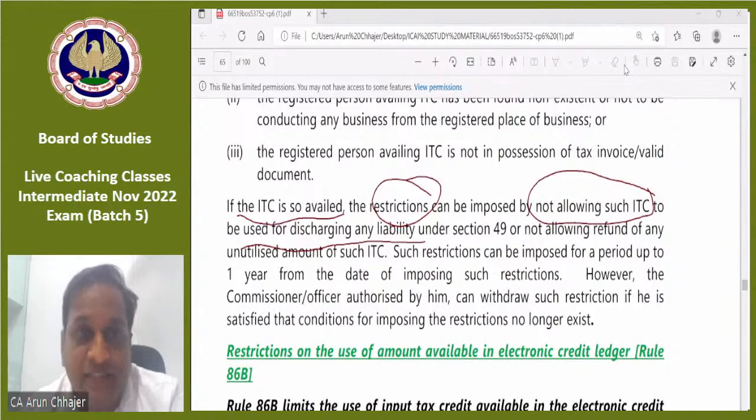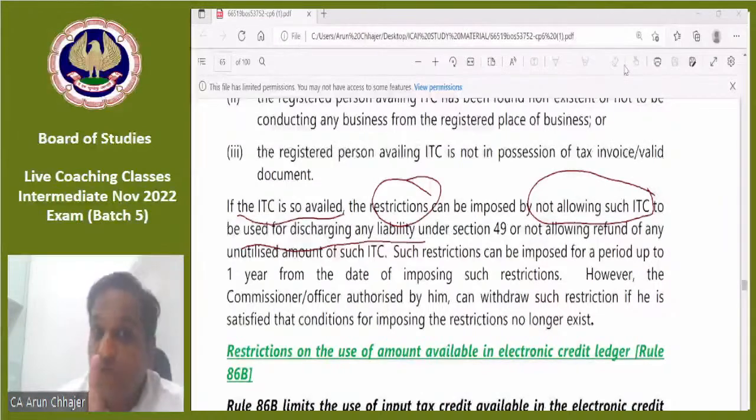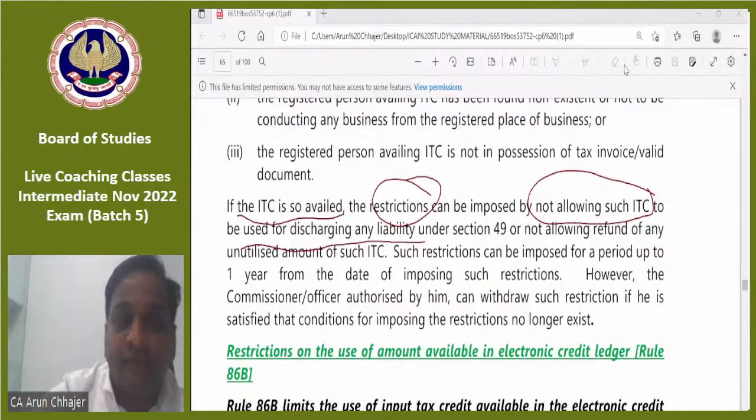Electronic credit ledger. Please note one thing, there can be a mistake. What can be the mistake?